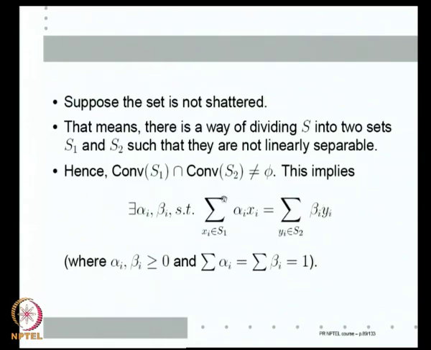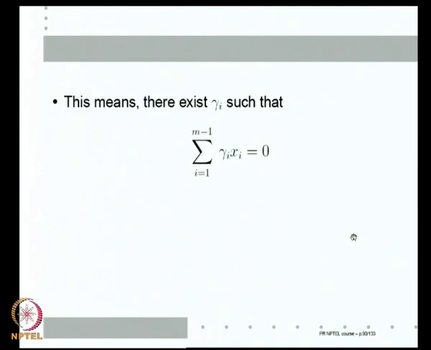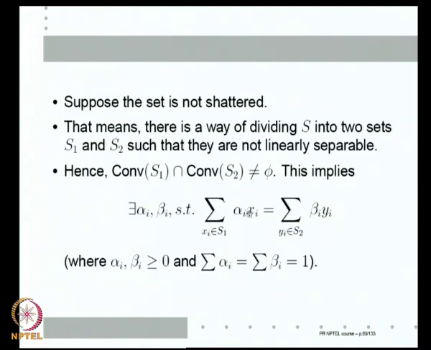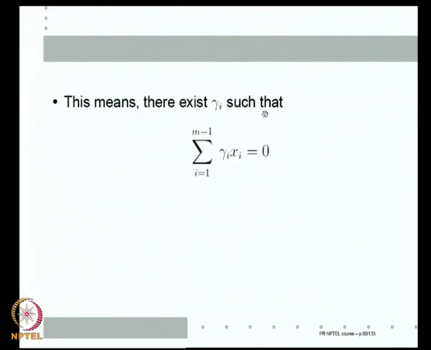So, if I bring it on this side, right? For all xi in S1, call gamma i equal to alpha i. For all xi in S2, I call gamma i equal to minus beta i. Then this is what I have. Out of the m minus 1 points, some will be in S1, some will be in S2. If I bring it this side, I am considering all the m minus 1 points in S. So, essentially what I have is that there exist scalars gamma i, i equal to 1 to m minus 1, such that summation gamma i xi is equal to 0.